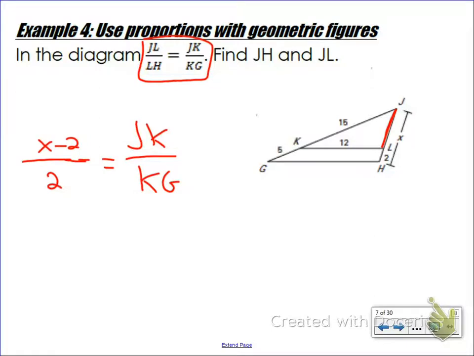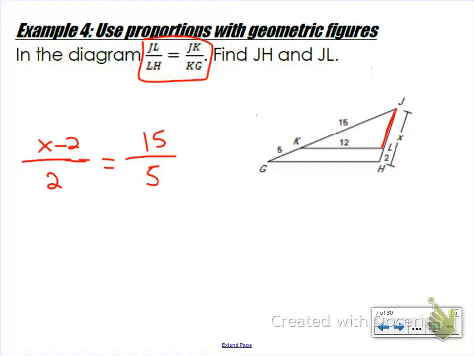And then we're going to do JK. So if you look at the triangle, the length of JK is going to be 15 over KG, which is going to be 5. So all I've done is substitute the values in the diagram into my proportion.